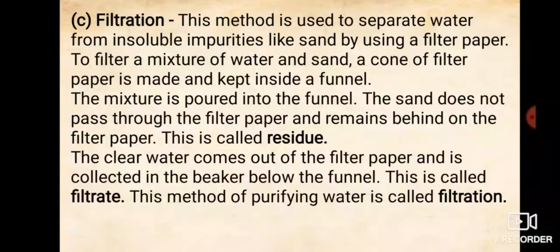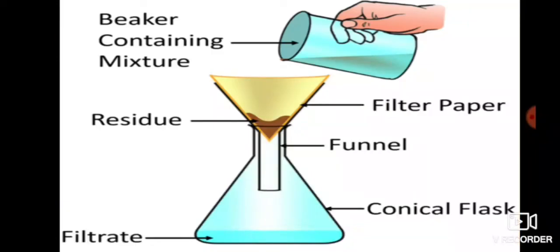Filtration. This method is used to separate water from insoluble impurities like sand by using a filter paper. To filter a mixture of water and sand, a cone of filter paper is made and kept inside a funnel. The mixture is poured into the funnel. The sand does not pass through the filter paper and remains behind on the filter paper. This is called residue. The clear water comes out of the filter paper and is collected in the beaker below the funnel. This is called filtrate. This method of purifying water is called filtration.